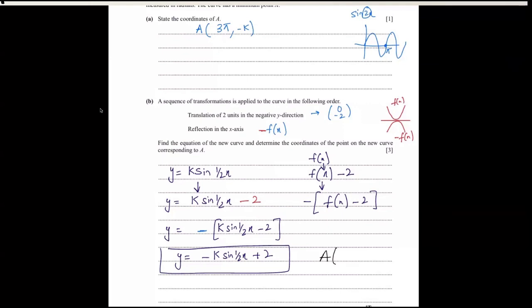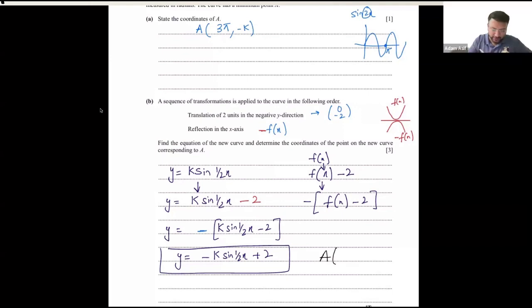No, it is going to go 2 units down. It's not going to multiply it by 2. This value is going to go 2 units down. So first transformation के बाद coordinates हो जाएंगे 3 pi comma minus k minus 2. Yes, minus k minus 2.